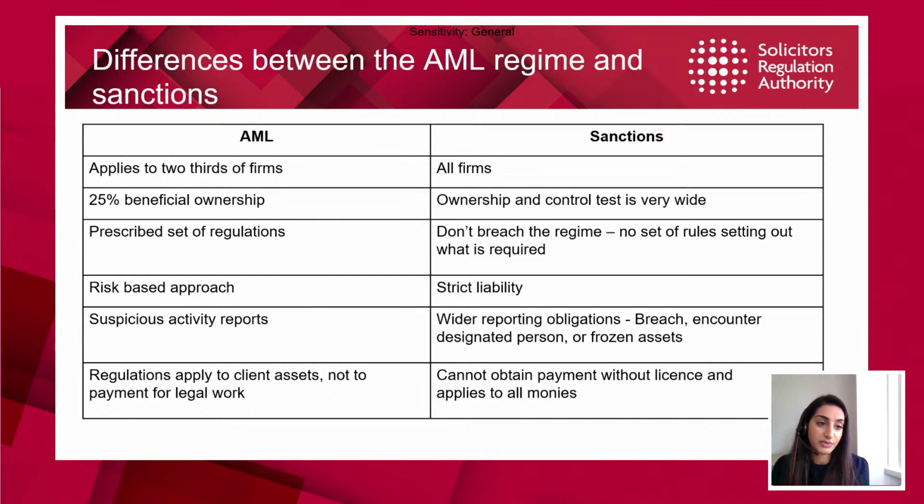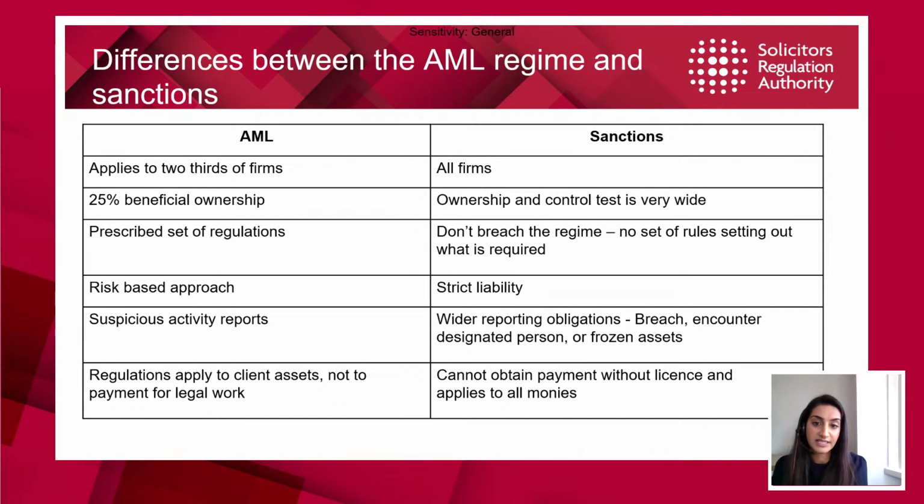With AML, there's a prescribed set of regulations telling you how you may deal with matters and what should be included in your policy, for example, and also how to carry out due diligence checks. Whereas the sanctions regime doesn't come with a prescribed set of rules. It's just informing you that you shouldn't break the regime or breach the regime. And I think one of the key things that's worth noting in terms of the sets of regulations is that you can't read across the regimes. Each regime is different, so you would really need to understand the regime in detail to understand it fully.